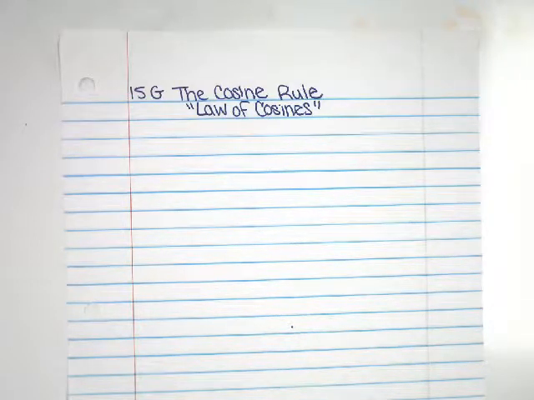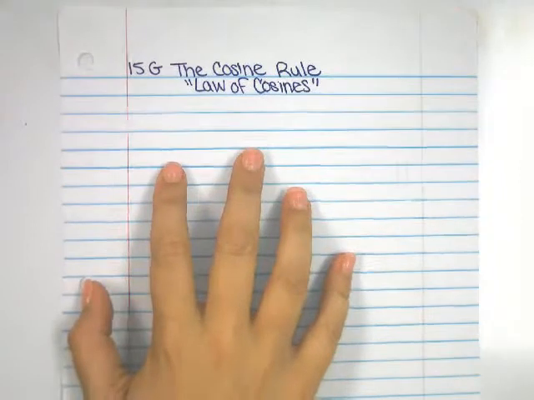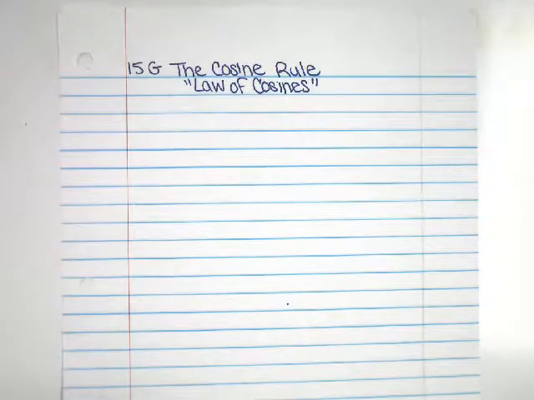Okay, 15F is going over the cosine rule. It's also known as the law of cosines, and if you had geometry at Ozark, we did do the law of cosines in geometry, but it was pretty much a single day. It was very brushed over, and so this is hopefully a recap to give you a little bit more information on it.